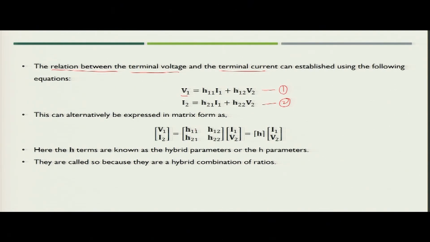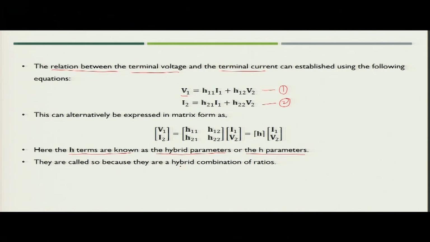Now, in matrix form how will we represent this? You will have a vector with V1 and I2 as components, then the H matrix, and then the independent variable vector, that is I1 and V2. So, in summary we can say that the dependent vector is equal to the H parameter matrix multiplied by the independent vector. The H terms are known as the hybrid parameters or H parameters.